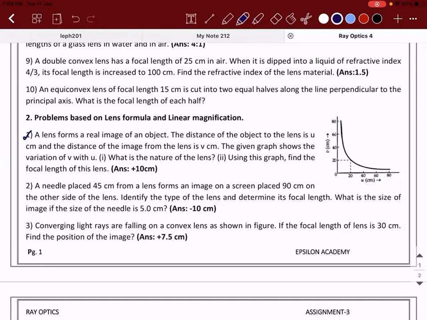A lens forms a real image of an object. When they say a lens forms a real image, it is by default convex only, because a concave lens will never form a real image. The distance of the object from the lens is u centimeter, and the distance of the image from the lens is v centimeter. The given graph shows the variation of v with u. What is the nature of the lens?